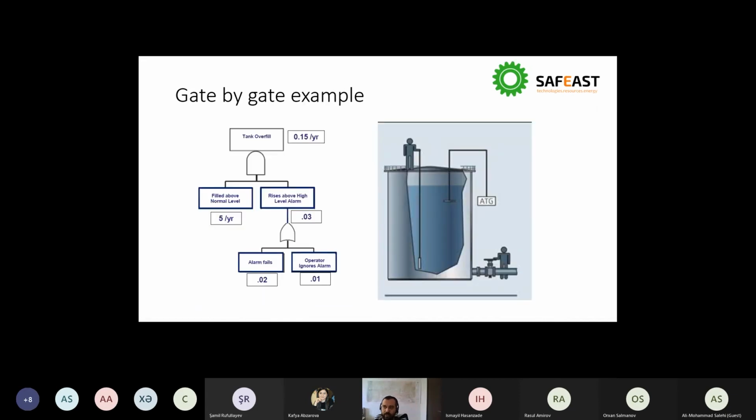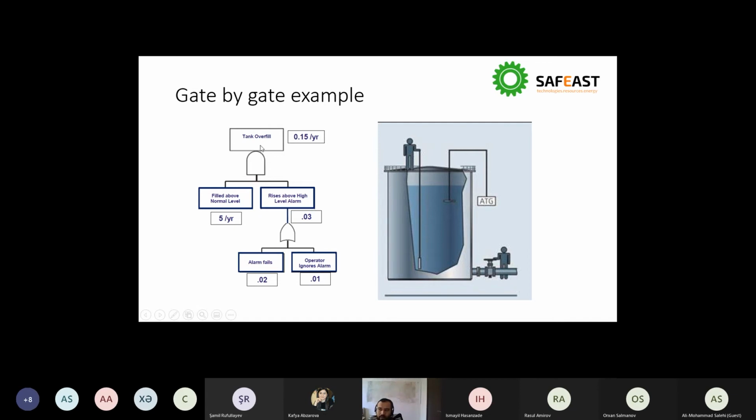So this is like a gate by gate example. Let's say that you have a storage tank and you are filling this tank every so many times. Let's say you are filling this 5 times per year, and you have got a level automatic gauging system there. This is a small fault tree developed for this specific example. So let's say you have got a tank overfill event.